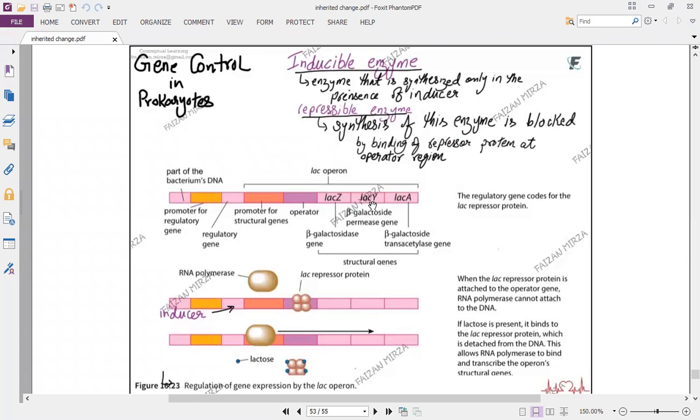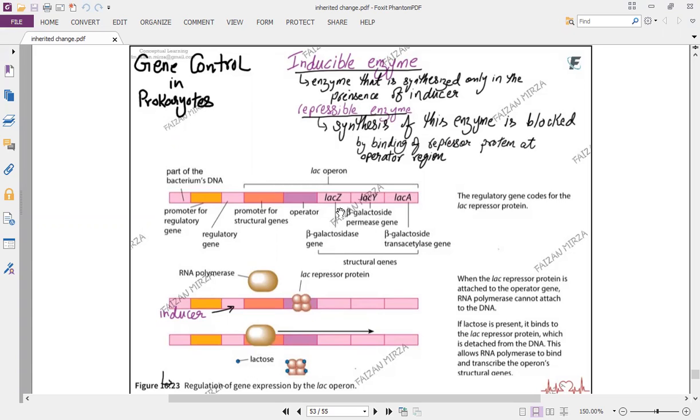The cluster of these three genes together with the operator, which is present before these, and the promoter for the structural genes, make up the lac operon. Now, what is the lac operon? The lac operon has genes which, when transcribed, give the bacteria the ability to digest lactose. Bacteria will not have lactose available every time, so it will not make unnecessary enzymes and unnecessary proteins in the absence of lactose.